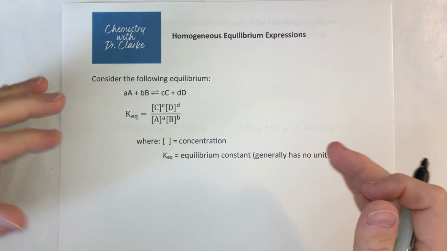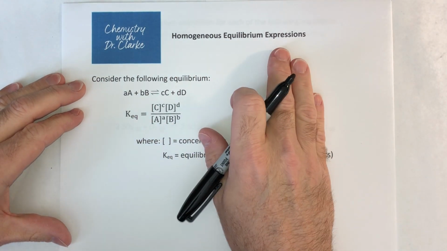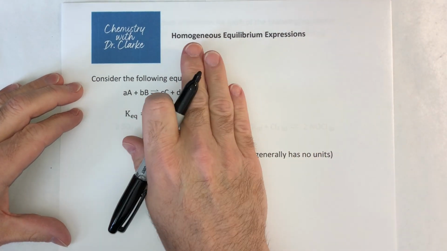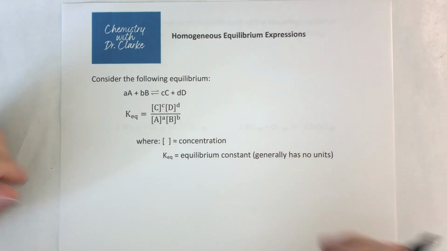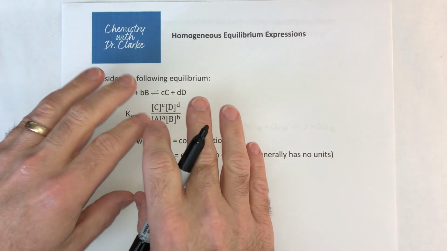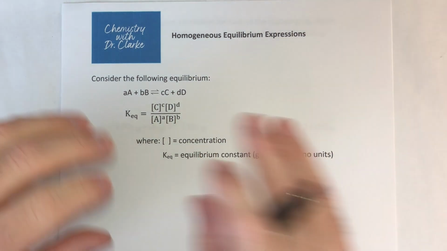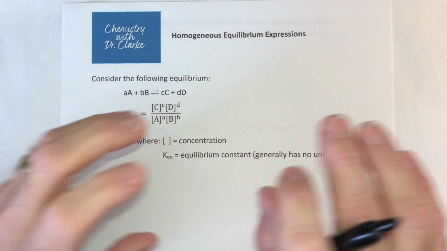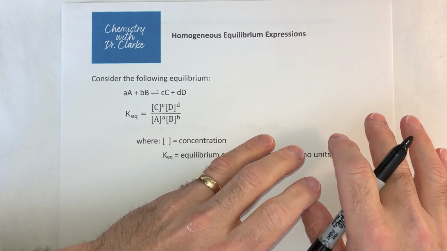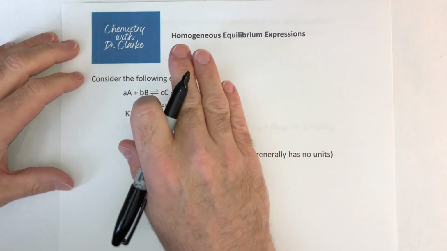In this video, I'd like to talk about homogeneous equilibrium expressions. Now, I do have another video that talks about heterogeneous equilibrium expressions. And the difference is, if you're homogeneous, all of your reactants and all of your products have the same state or phase. So if you have reactants that are gases, then you also have products that are gases. If you have reactants that are aqueous, then you have products that are aqueous. Okay, they tend to be the more straightforward of the two.